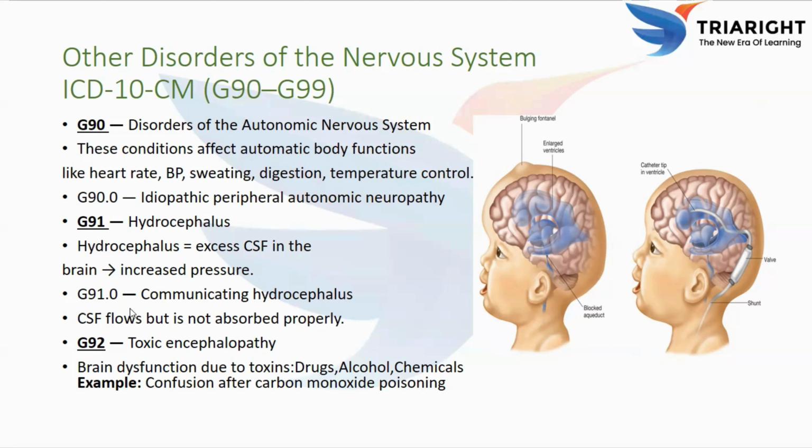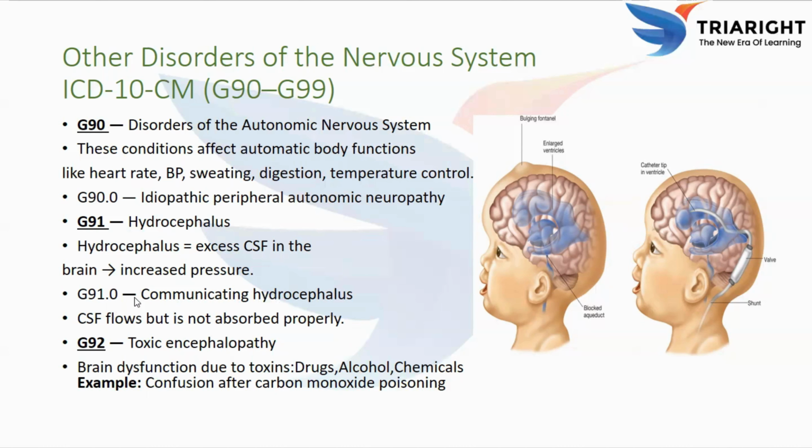And next, coming to G91.0, it is a subcode for hydrocephalus. What is it? Communicating hydrocephalus. What do you mean? Communicating means the CSF, the cerebrospinal fluid, can flow between the brain ventricles normally, but the CSF is not absorbed properly. So it collects and increases the pressure. This is the communicating hydrocephalus. Whenever a patient is diagnosed with hydrocephalus and also communicating hydrocephalus, you must assign the code G91.0.